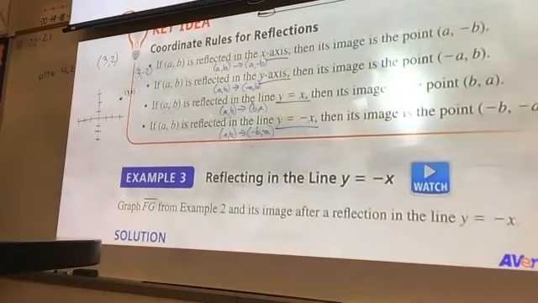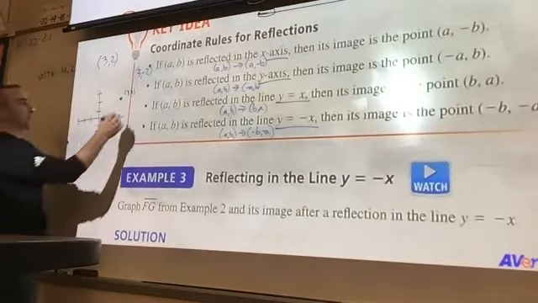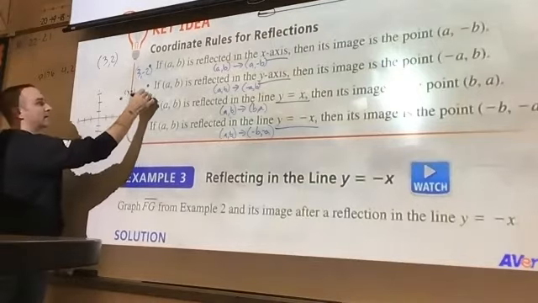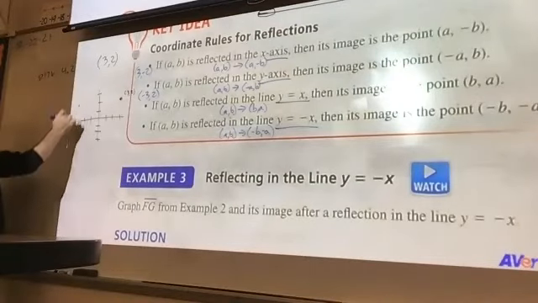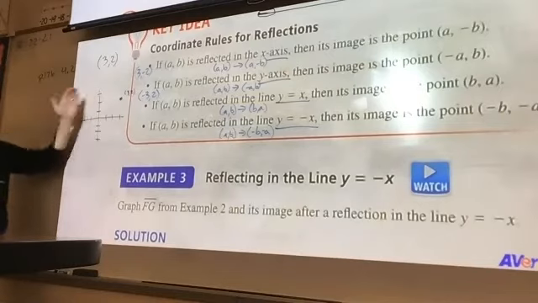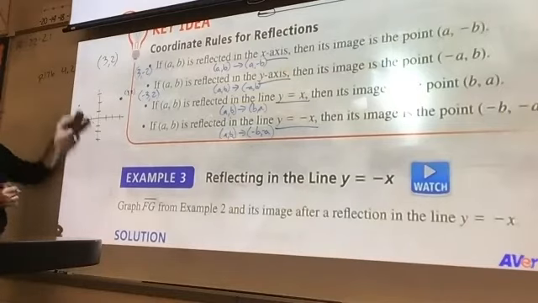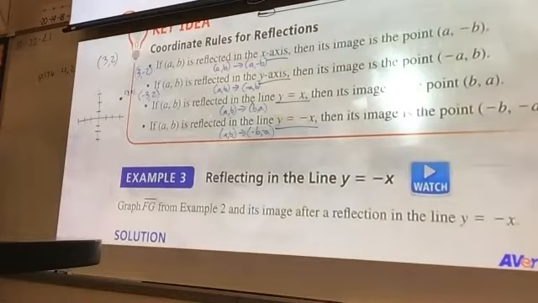Okay, how about our next one, the y-axis? Evan? All right, negative 3, 2. Negative 3, 2 would be right here. That's a reflection over the y-axis. Okay, good. And that one, the y stays the same, the x changes.